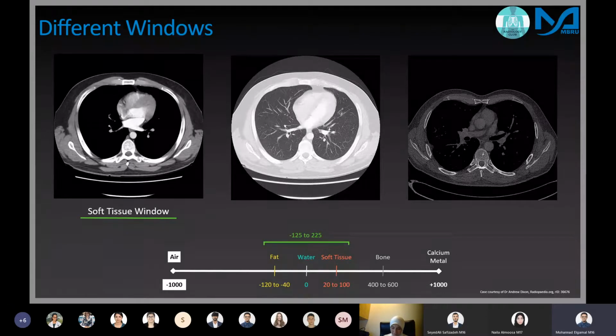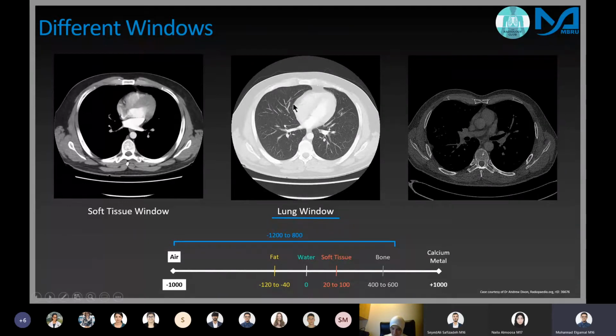So if we want to look at the lungs and the parenchyma of the lungs, we need to approach the main volume of the lungs, which is usually air. So we would have a much lower window but with a higher range. So we would have a lung window. This center image is a lung window.